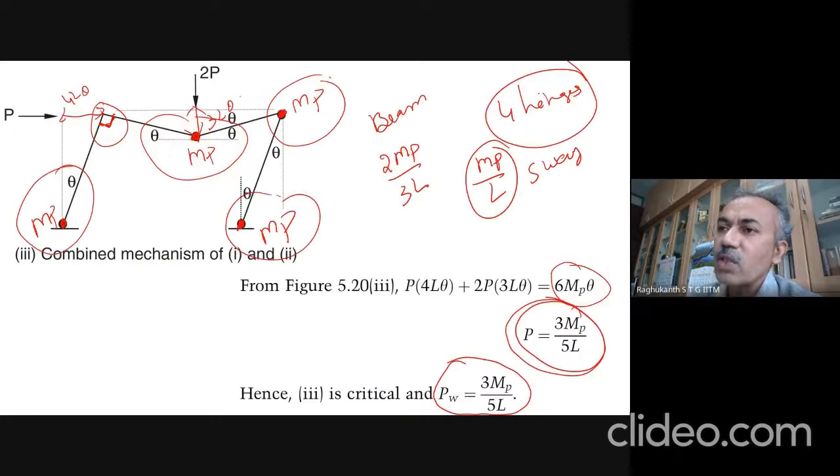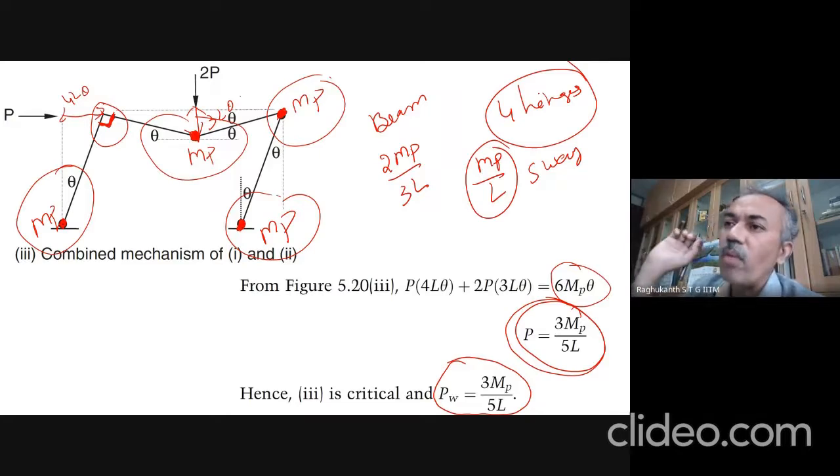That is beam plus sway. As I already told you, for complete collapse, four hinges are sufficient. So when you have a combined mechanism, one hinge will be there at both the supports, and here also a hinge will be there, and you will have a hinge at the load itself. So here there will be no hinge actually. This will still be 90 degrees only. We will also draw the bending moment diagram. So four hinges are sufficient.